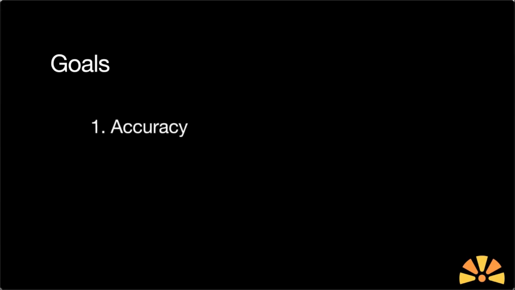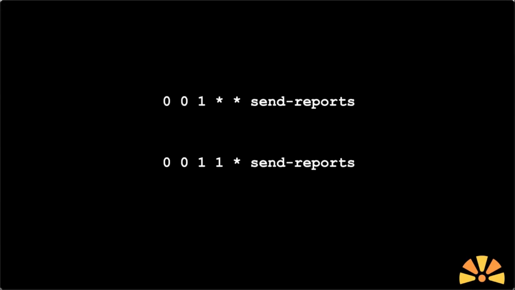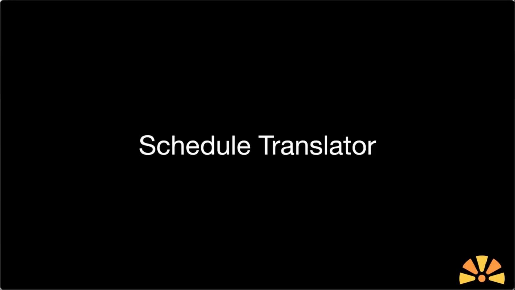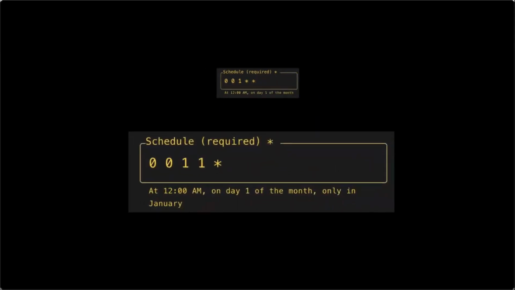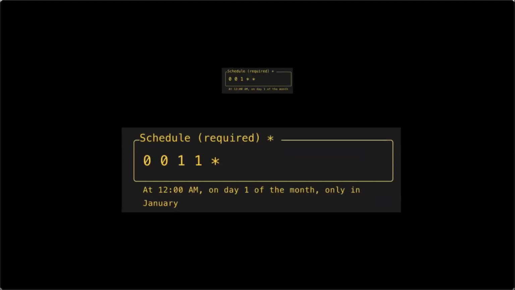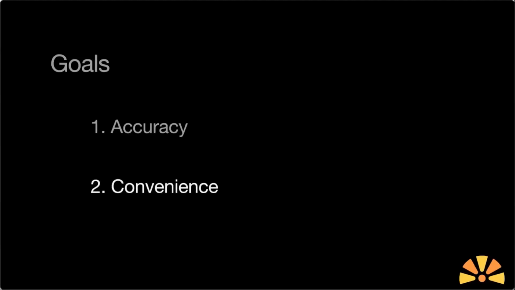For example, let's say I'm tasked with automating our monthly reports. As you can see here, the difference between this report being sent once a month versus once a year is a single character. To reduce the possibility of this mistake, we provide a cron schedule translator. When adding or editing a job in the UI, the form provides a human-readable translation of the schedule. As you can see, right below the schedule string, it informs me this means once a month and this once a year.